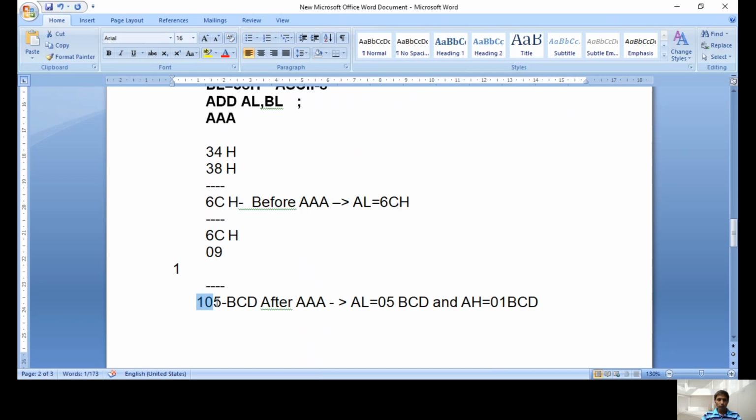What is the overall result? 105 BCD. So here the lower byte is 05, the higher byte is 01. So 05 is stored in the AL register, whereas 01 is stored in the AH register automatically.